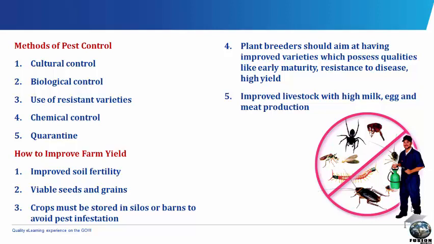Quarantine. Whenever any new crops or animals are to be brought into the country, they are first of all kept in quarantine for thorough inspection. This is to prevent imported pests and diseases.